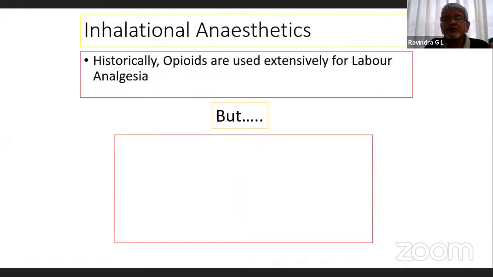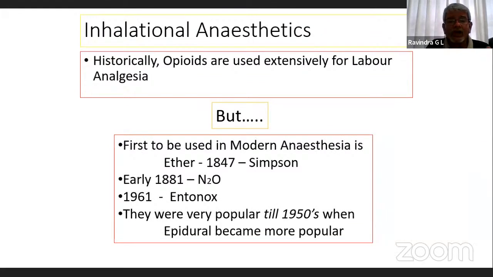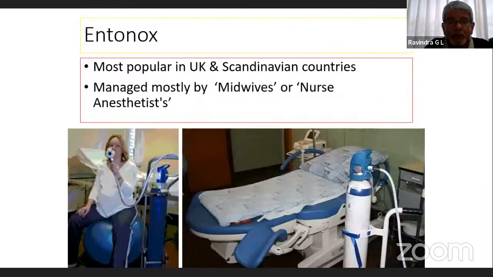Historically, opioids are used extensively in labor analgesia. For long years, it has been used. Simpson used it in 1847. Okay, these are the inhalational anesthetics. Early 1881, nitrous oxide. 1961, Entonox was used. And they were popular till the 1950s when epidural became more popular.